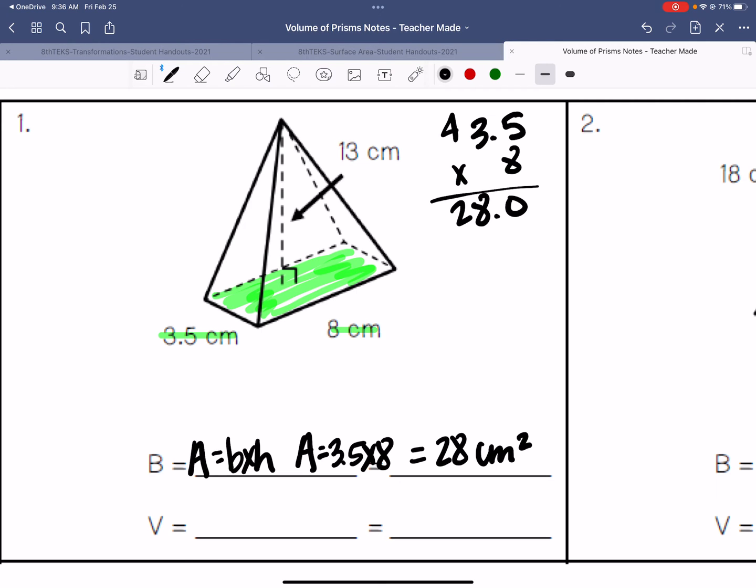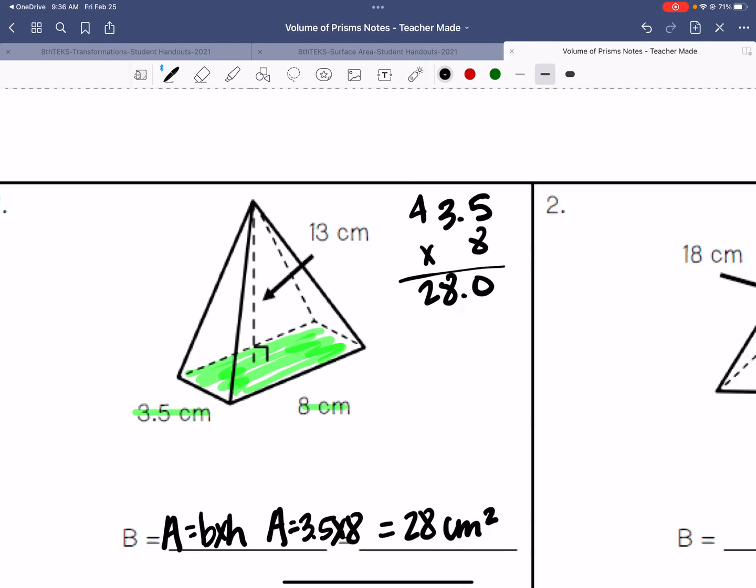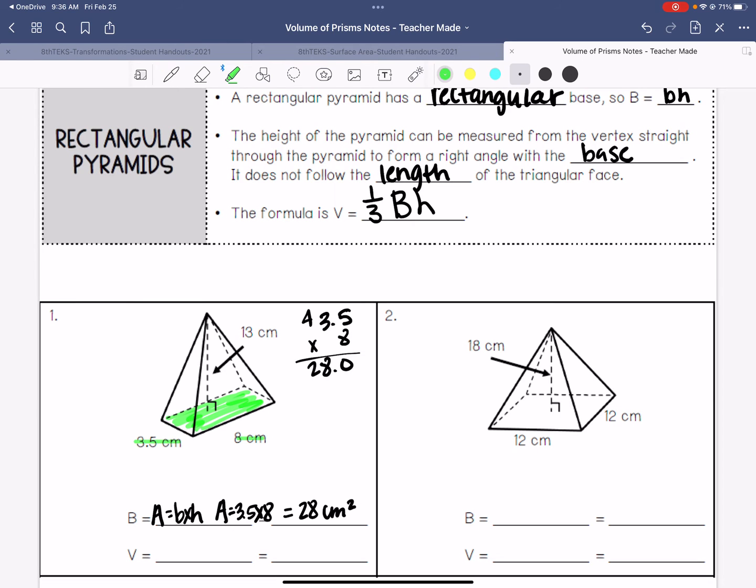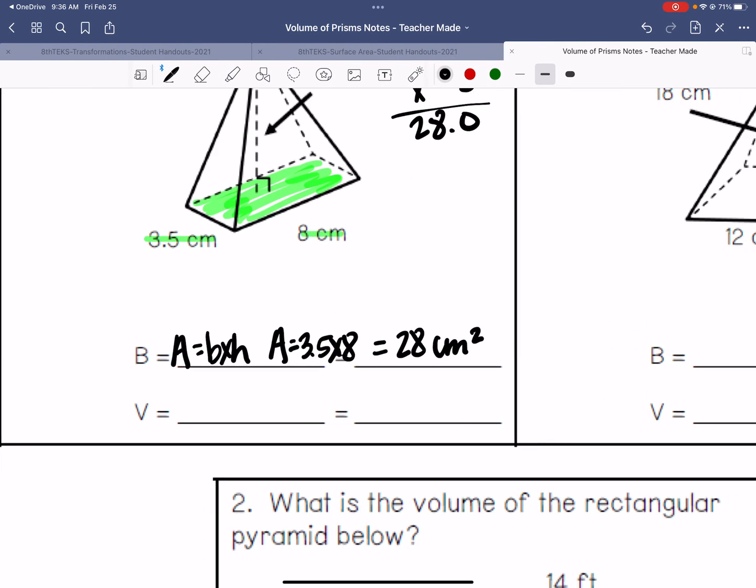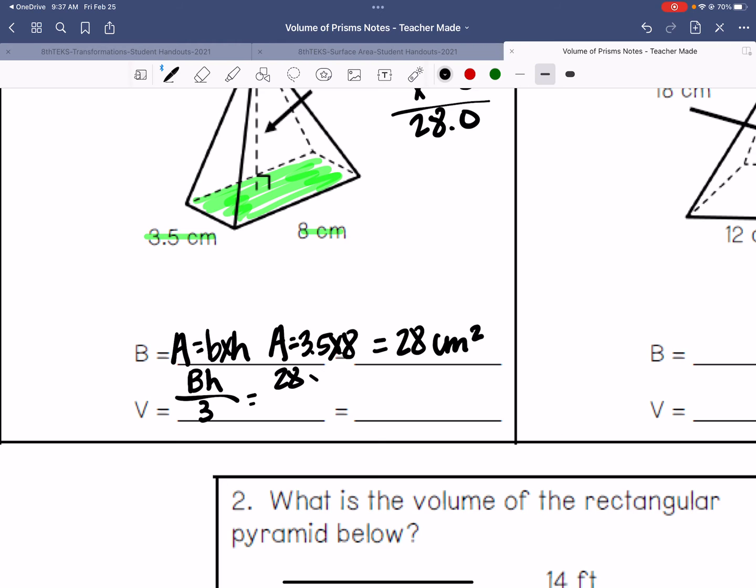Okay, so 28 centimeters. Now we just figured out that our formula for finding the volume of a pyramid is 1/3 area of the base times height. So that's what we're going to say. I'm going to write it a little bit differently. I'm going to say volume equals area of the base, capital B, H, divided by 3, because 1/3 of a set of numbers is the same thing as dividing by 3. Okay? So 28 times the height of our pyramid.